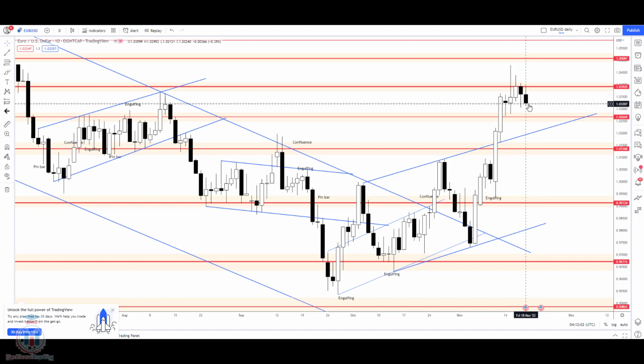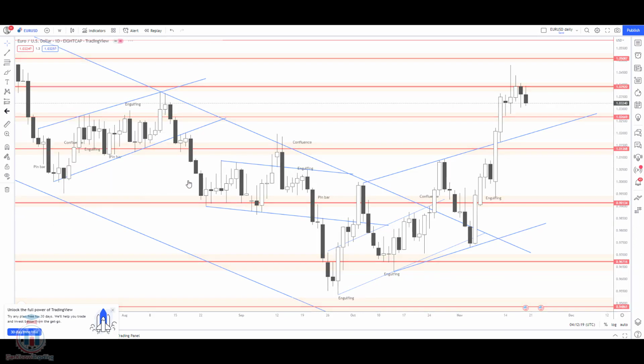Based on this week we can see that the price has almost the same open price and the same close price, so it is some kind of indecision candle for this week, and we could see on a weekly time frame how this looks.